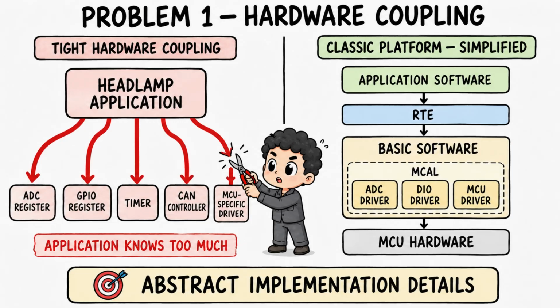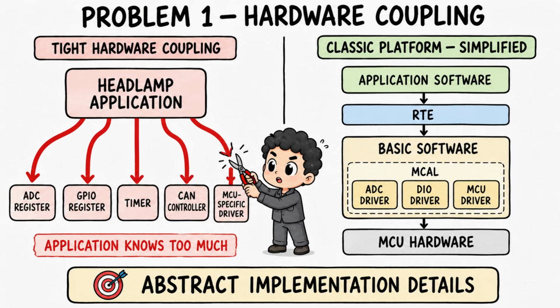Suppose the headlamp application directly reads an ADC register, accesses a GPIO port, manipulates a timer peripheral, and calls a microcontroller-specific CAN driver. The application now contains two different kinds of knowledge. It knows what the vehicle function should do, and it also knows exactly how one piece of hardware implements that function. Those responsibilities are tightly coupled. Change the microcontroller and the functional code may need major modification, even though the headlamp requirement itself has not changed.